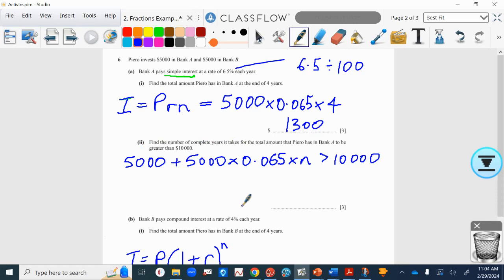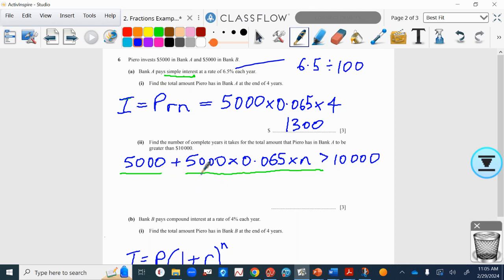So in order to solve 6 part A, part 2, we are trying to find the number of complete years it takes for the total amount to be greater than 10,000, which I've set up as an inequality here. So they start with 5,000, and then this is the interest that they keep on earning, at 6.5% on the original amount over n years, and we're trying to find n. So then we could rearrange this, or you could put it in NSolve. But I'm going to rearrange it here.